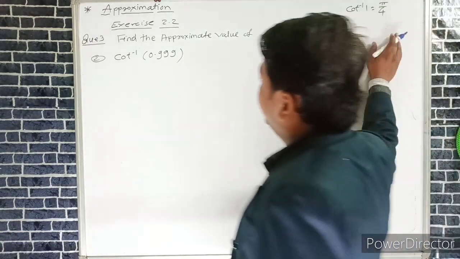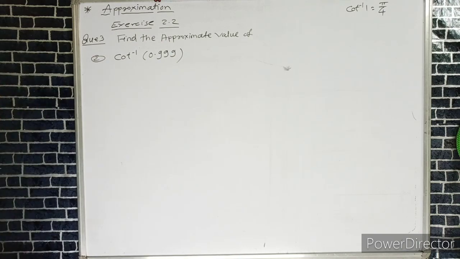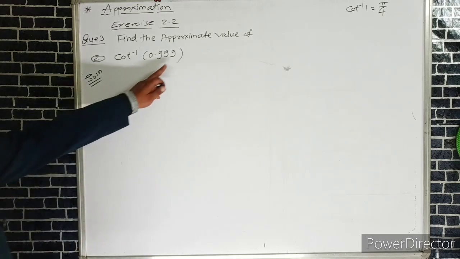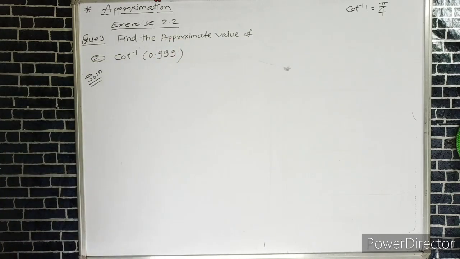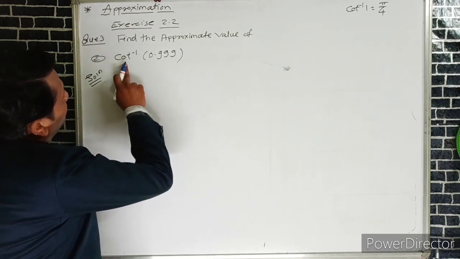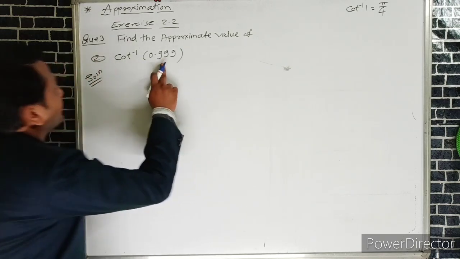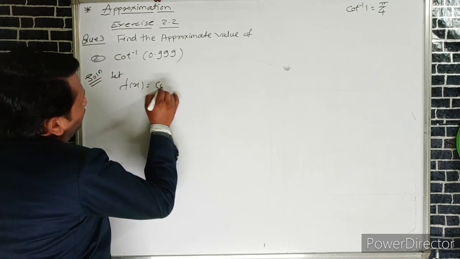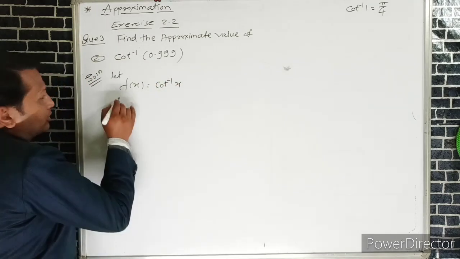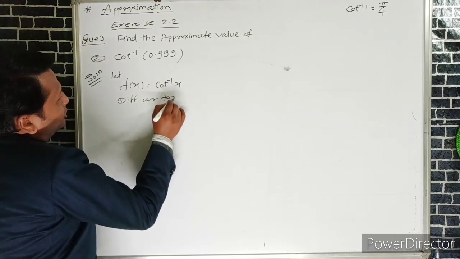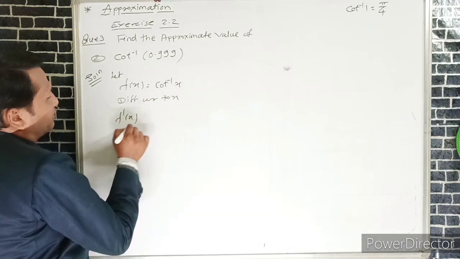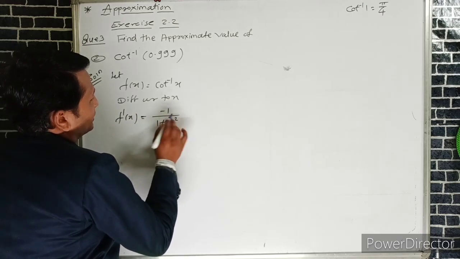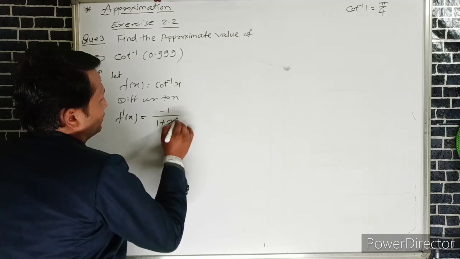But here we have to find cot inverse of 0.999. So we can find the value of cot inverse of 0.999 by using the rules of approximation. Hence here we have to find the approximate value of cot inverse of 0.999. First we consider the whole function f of x is equal to cot inverse of x. After differentiating with respect to x, we get the derivative f dash of x, and the derivative of cot inverse x is minus 1 upon 1 plus x square.